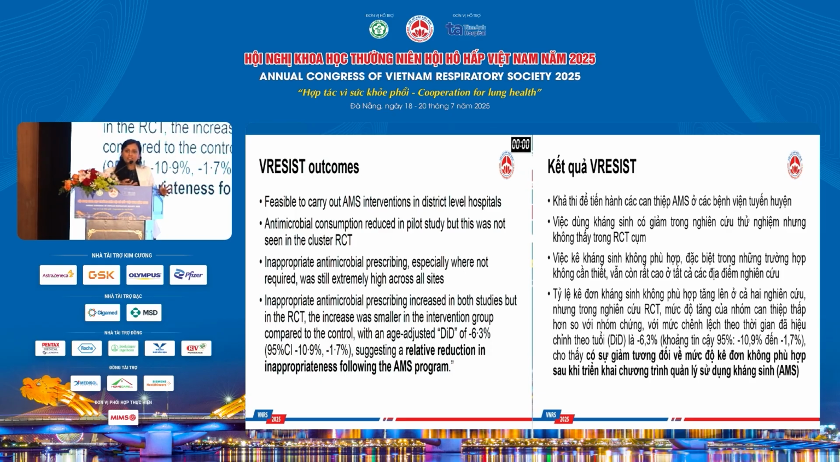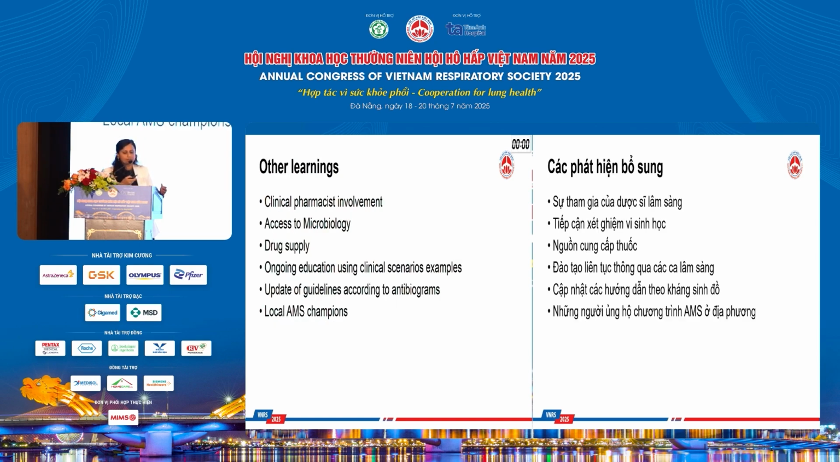Even though there were all these challenges, we still saw that, look, we know the problem is there, but it is feasible in this setting, even though we have fewer resources. It's feasible to do AMS interventions, and we must try, and we must continue to do it. The consumption of antibiotics did reduce in the pilot study, but it did not in our RCT. Our inappropriate prescribing was still very high across all sites, but it did show that with interventions, it reduced slightly. So it does suggest that inappropriate antibiotic use does reduce with an AMS program, especially the audit and feedback.